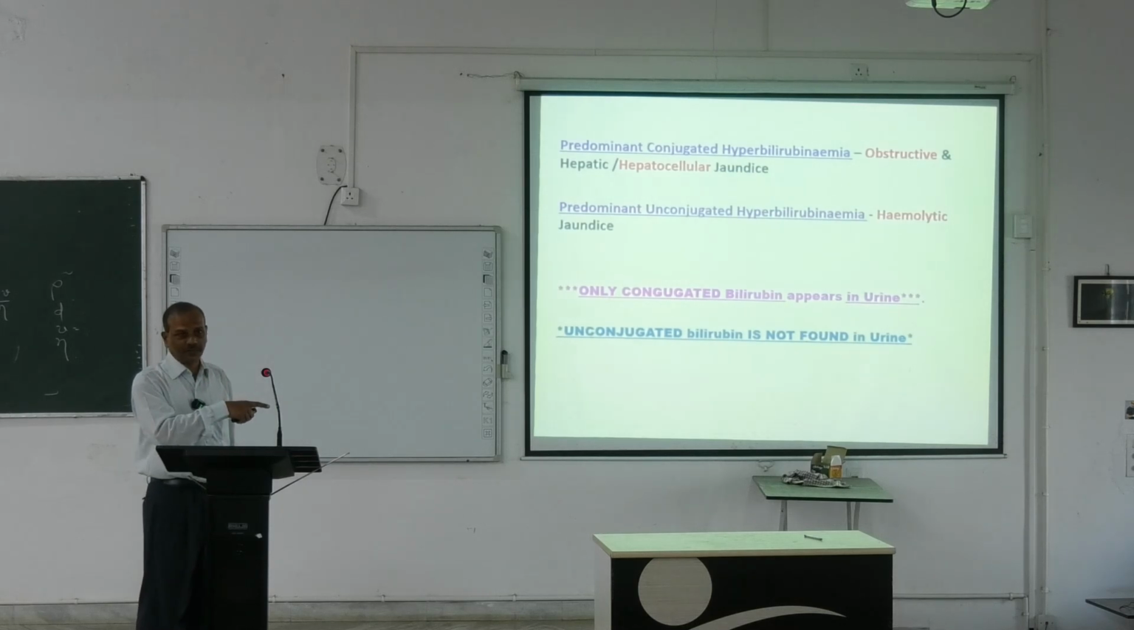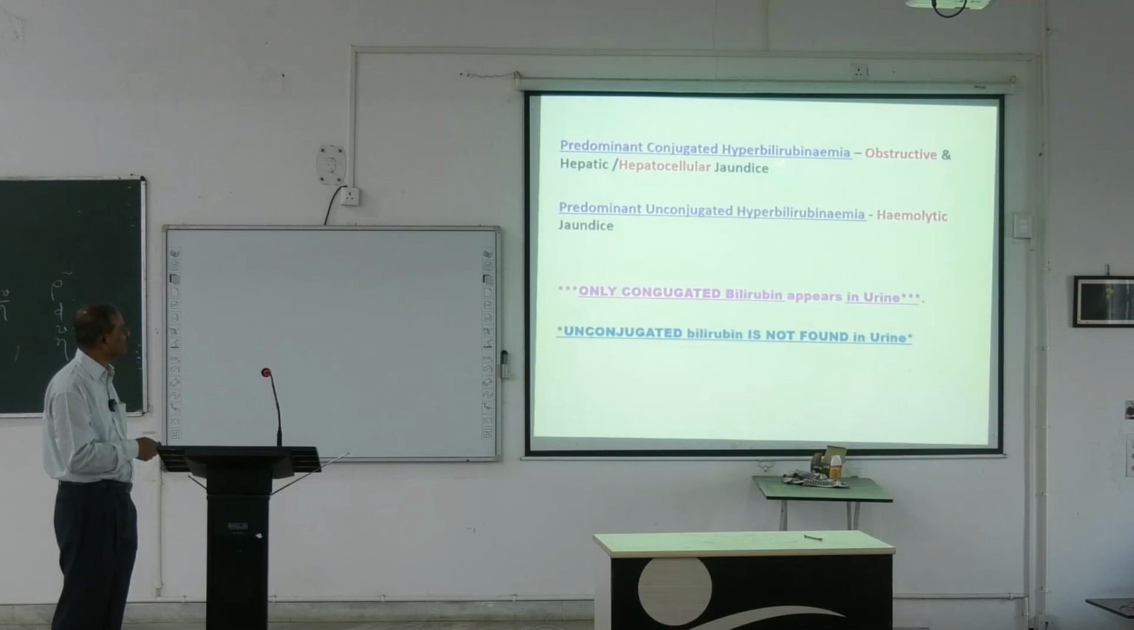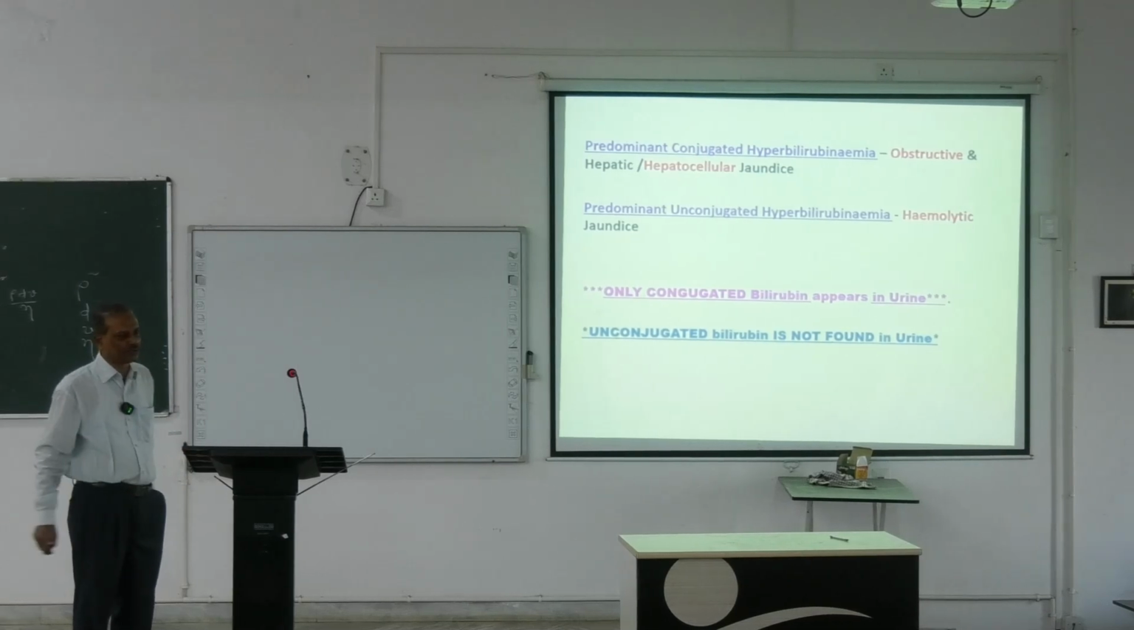Now I have come to the clinical term. This is what you have to diagnose. Write down: predominant conjugated hyperbilirubinemia is found in obstructive jaundice, number 1. Number 2 cause is hepatocellular jaundice.